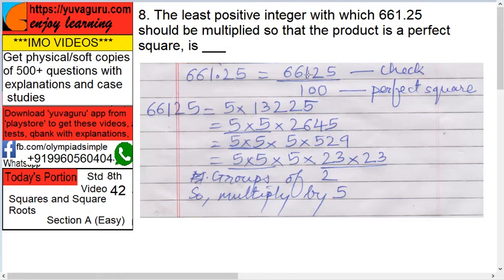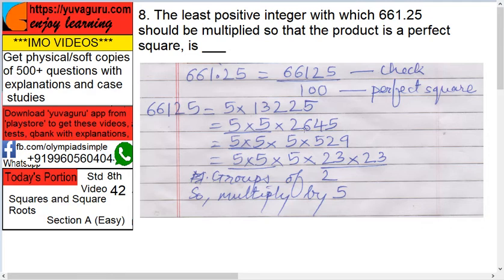See here, first what you do is remove this point. So for removing this point we'll have to bring 100 over here, right? Now out of these two numbers, 100 is a perfect square of 10, so that is okay. Now only the numerator remains. Just check the numerator here.